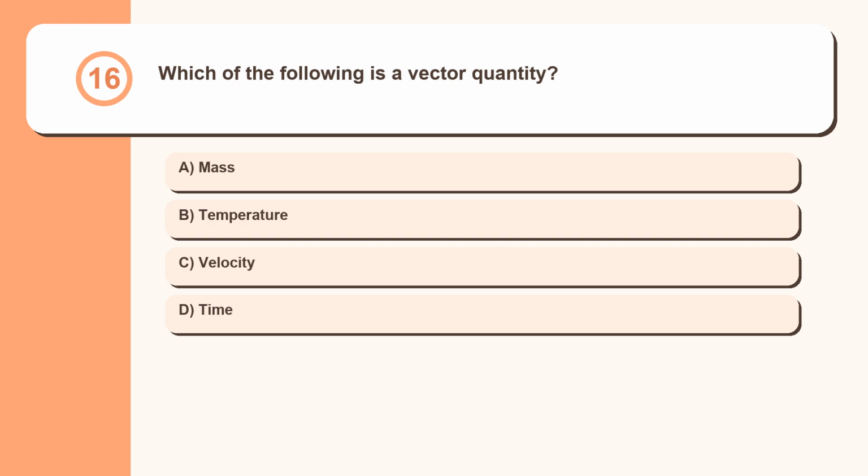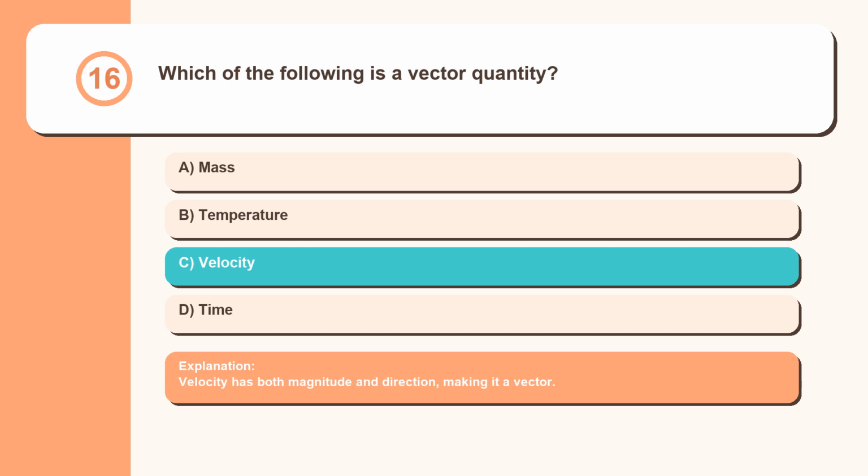Question 16. Which of the following is a vector quantity? Mass, temperature, velocity, time. Velocity has both magnitude and direction, making it a vector.